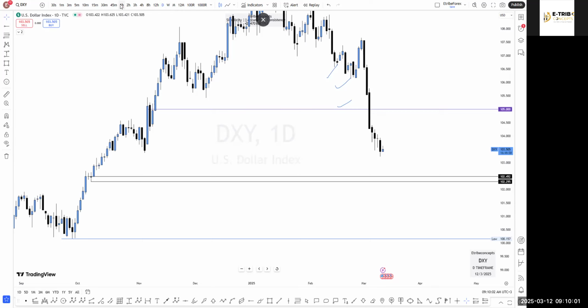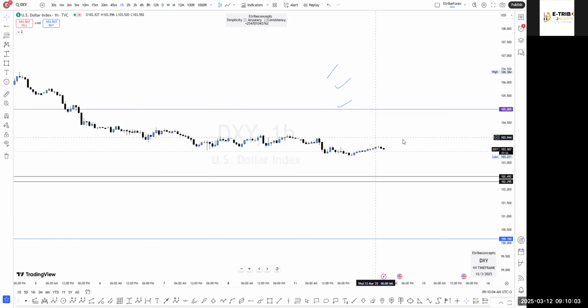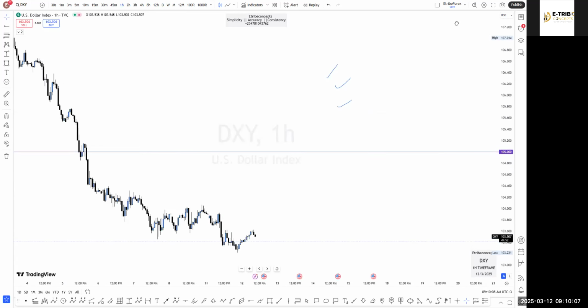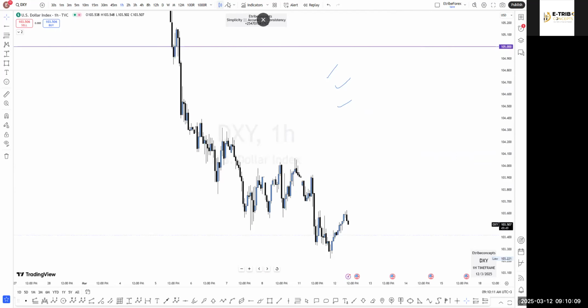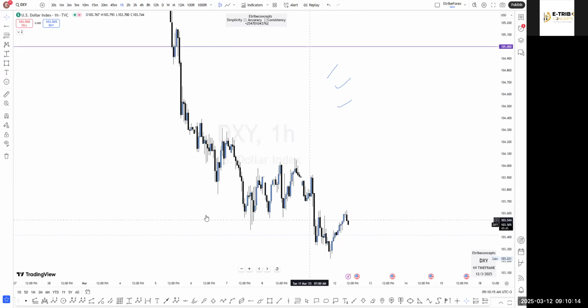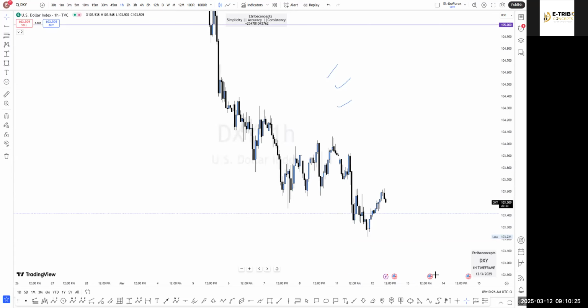So if you go to H1, look at just the recent transaction, you can clearly see that we are still on the bearish push, like we are still bearish on the dollar, because I don't see any indication or confirmation that we are pushing up, because look at the momentum here. Market is still very bearish.